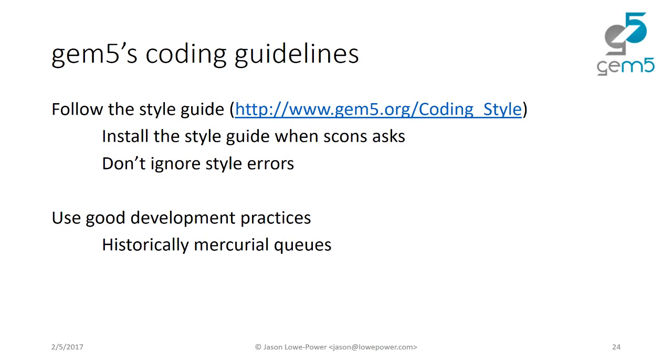When you compile gem5 for the first time, it asks if you want to install the style guide. It gets automatically installed either in your git config or your mercurial config file. Then whenever you try to commit anything, it errors if you try to commit with style problems. So don't ignore those style errors. Also use good development practices. Historically, we used mercurial queues. Now we're moving to git, so use git branches, I guess. I'm not a git expert. Andreas will talk more about that this afternoon.